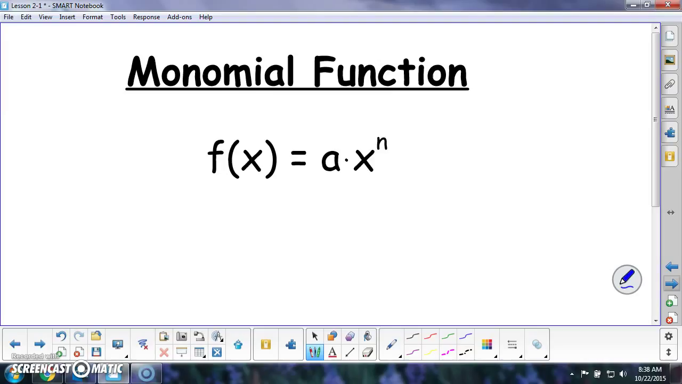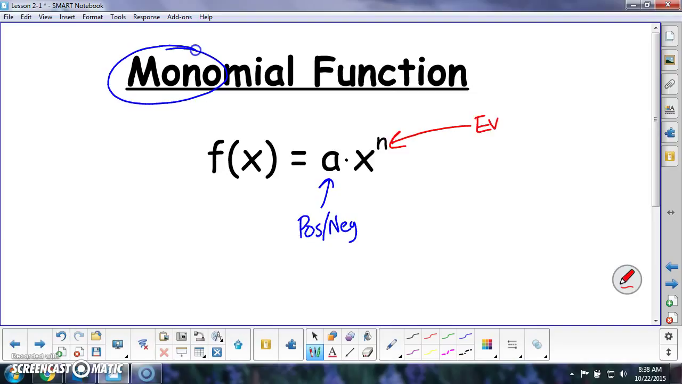A monomial function is a function that has just one term, thus the prefix mono, right? It means there's only one term. So it's got to be in the form a times x to the n, where a is going to be either a positive or a negative number. Okay, and then n, the exponent, is either going to be even or odd.